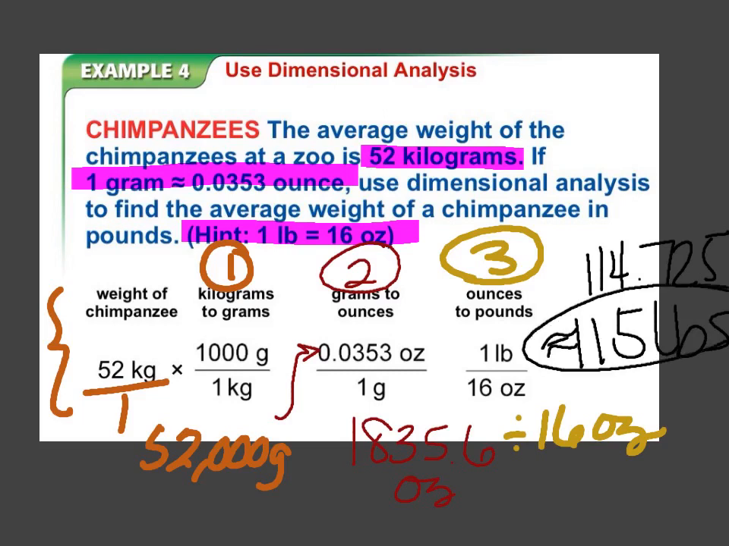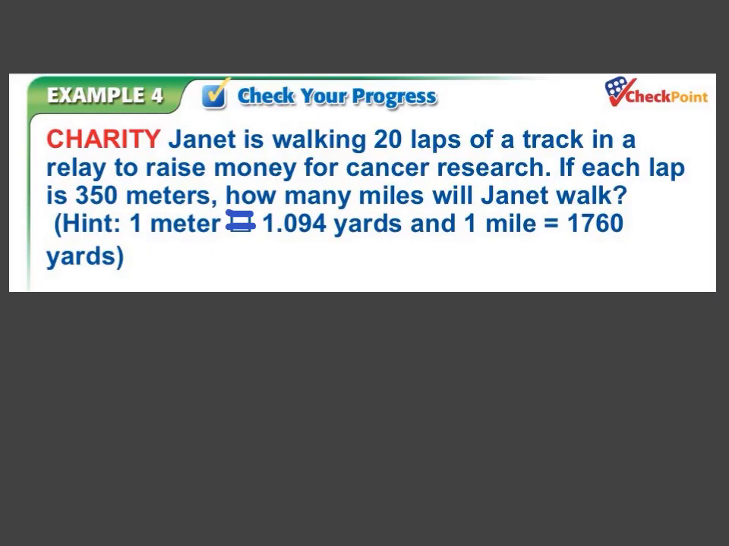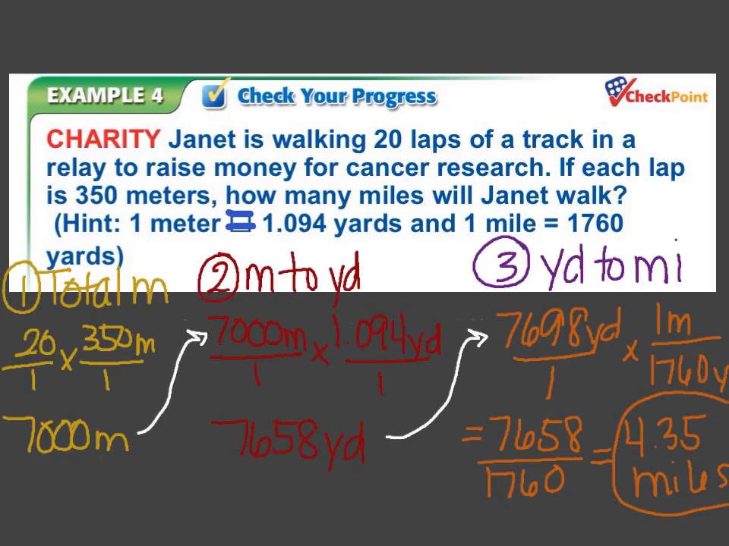so let's do one more. So again, for this one, you need to first find your total meters, then convert meters to yards, then convert yards to miles. So it's a 3-step process, and basically you need to remember that that's going to be meters, so all of your units are canceling. That's all they mean by dimensional analysis.